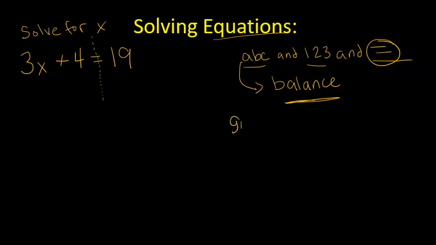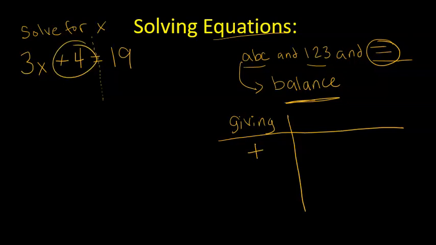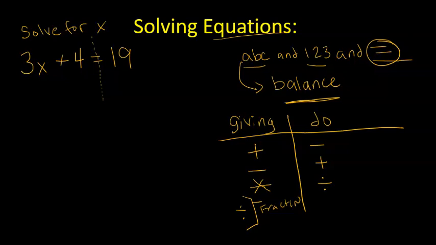If the equation is giving you a plus sign, which it is, we have a plus 4 right here, if it's giving a plus, you're going to do subtraction, right? If it's giving you a negative, you're going to do a plus. If it's giving you multiplication, you're going to do division. And if it's giving you division or a fraction, both of those, which are the same thing, just set up differently, you're going to do multiplication.